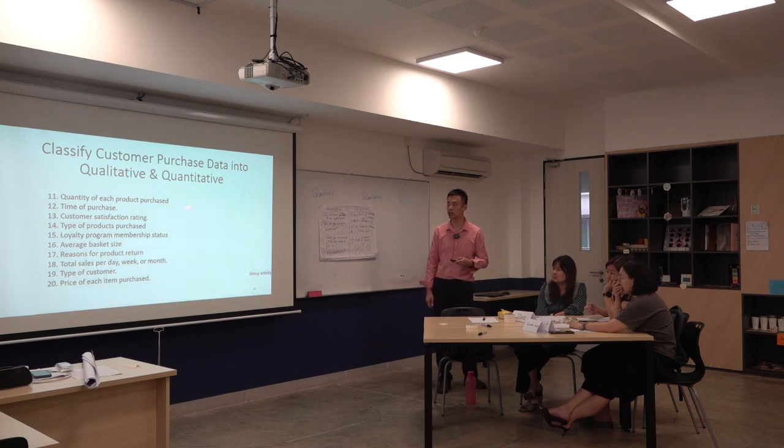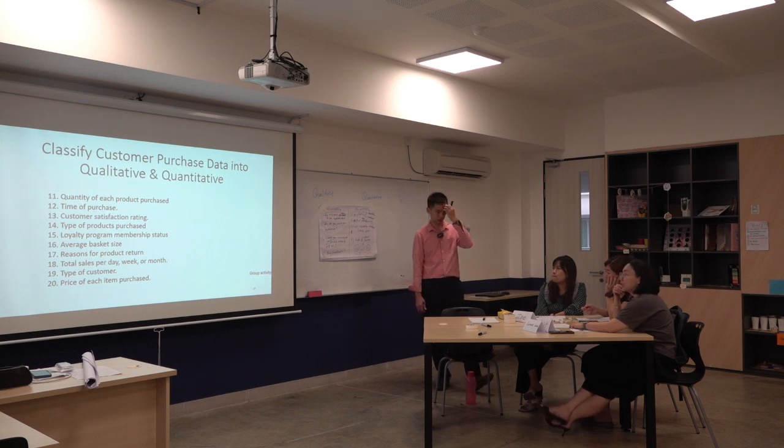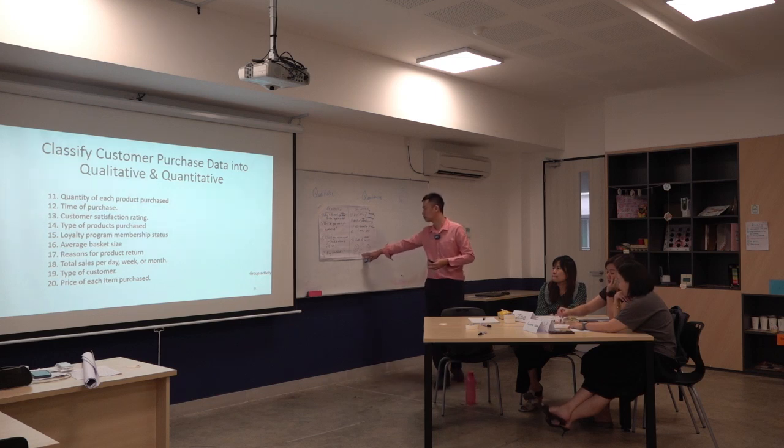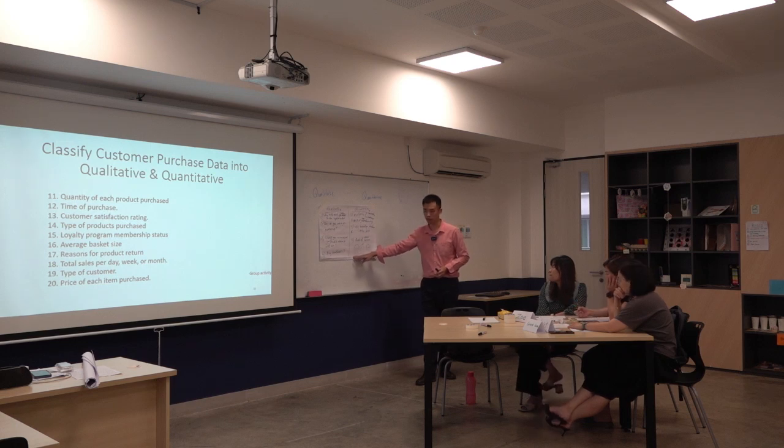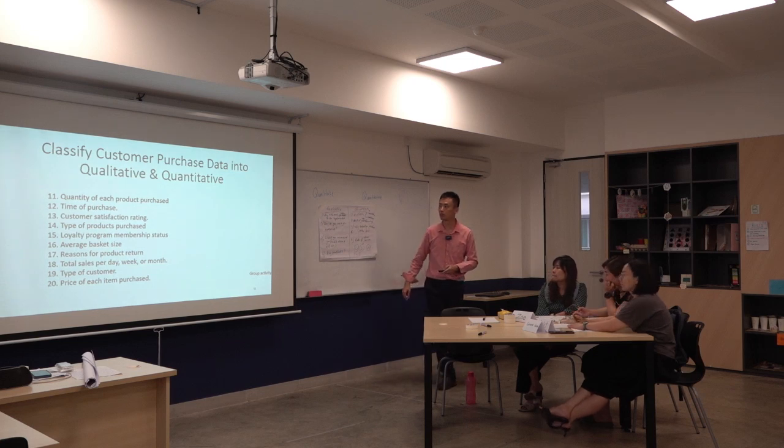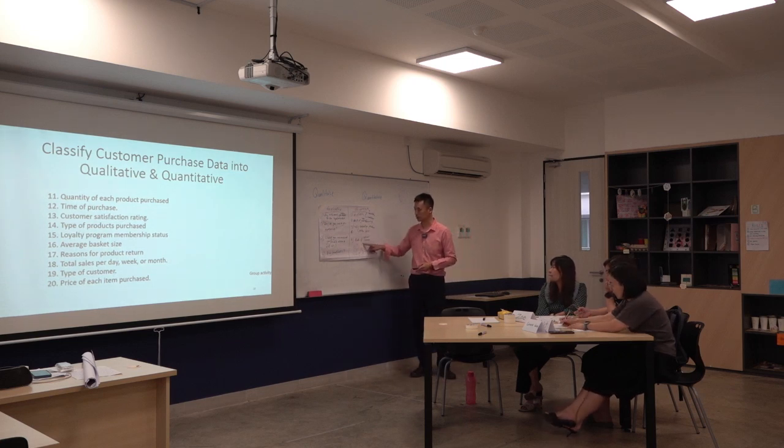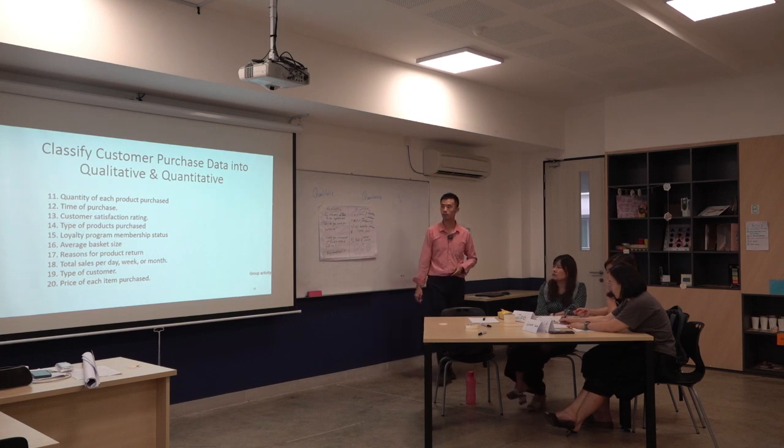Quantity of each product purchased by the customer. This one is a quantity. And time of the purchase, so we can trace it, and it's a quantity. Number 13, customer satisfaction rating. Quality. Sometimes it can depend, like just now in this case. If you are using the number, it will become quantity. If you are using the phrase, it will become quality.